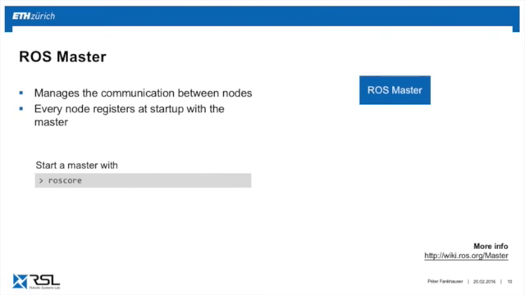Now, one important element is the ROS Master. This manages the communication between your nodes. So at startup, when a node comes up, it needs to register with your master, and the master makes sure that all the nodes can communicate with each other. You can start a ROS Master in the console by simply typing in roscore. The roscore has multiple elements, one of which is the ROS Master.